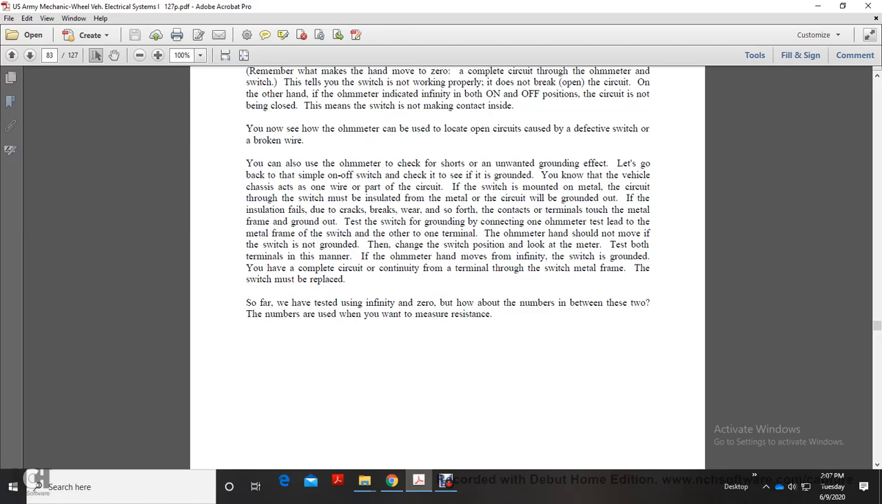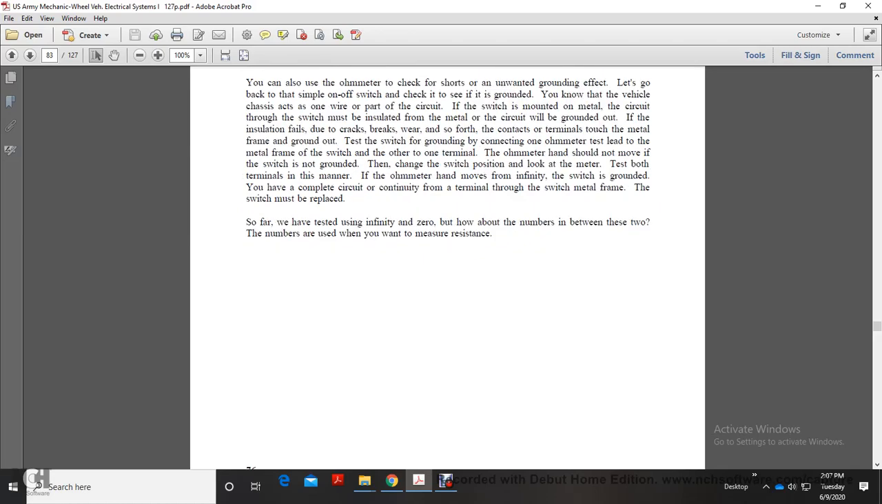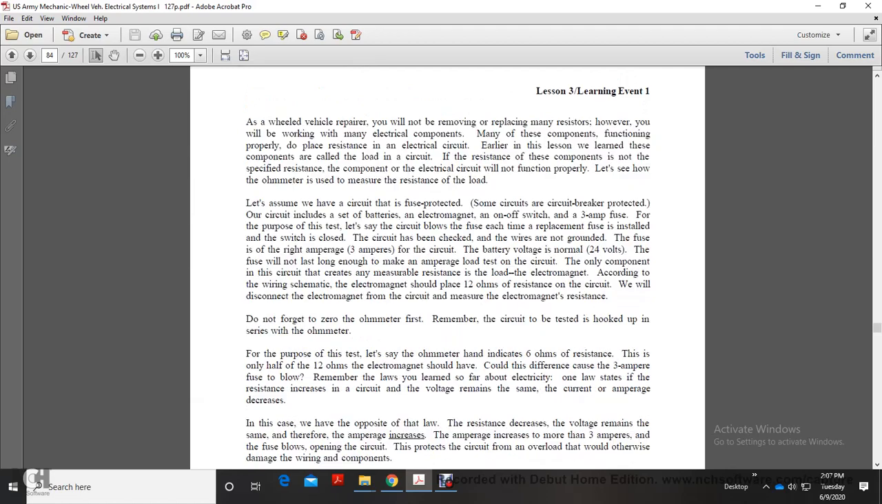How about the numbers between the two? These are the numbers you use to measure resistance. As a wheeled vehicle repairer, you will not have to remove and replace many resistors. However, you will work with many electrical components. Many of these components function by providing resistance to the electrical circuit. Earlier in the lessons you learned that such a component is called the load in the circuit. If the component does not have the specified resistance, the electrical circuit will not function properly. Let's see how the ammeter is used to measure the resistance of the load.